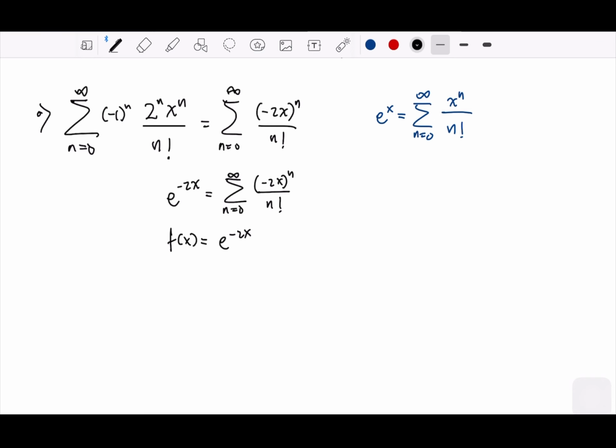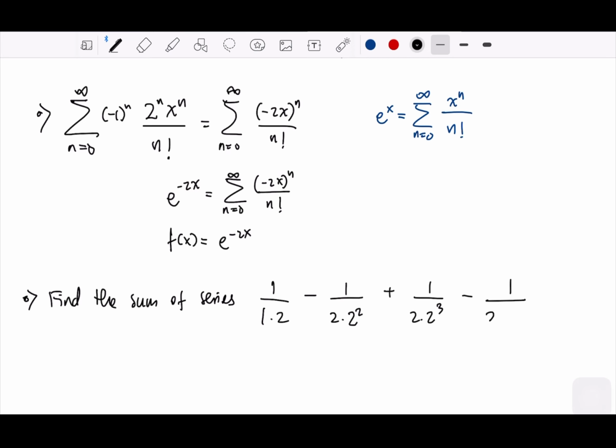Now, another type of question that might be asked is you need to find the sum of the series. Should be 3, sorry. So it could be a question asking for the sum of the series that should have some converged value that you need to find.